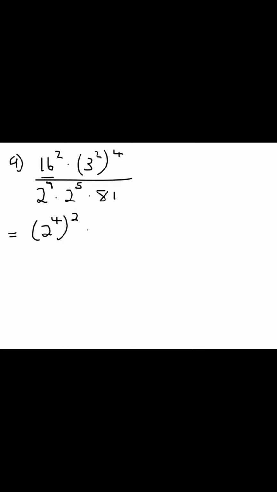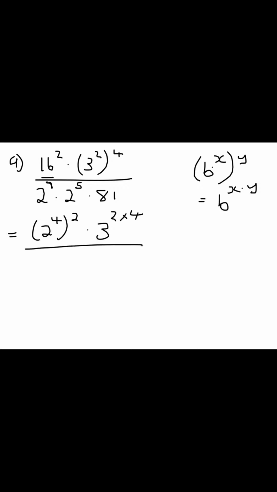Then, based on the law where if you have a base to the exponent of x raised to another power, this is the same as taking that base and multiplying those exponents. It is the same law that I'm going to apply here, where I have that 3 and it is that 2 that multiplies the 4. Can you see I've applied that law?